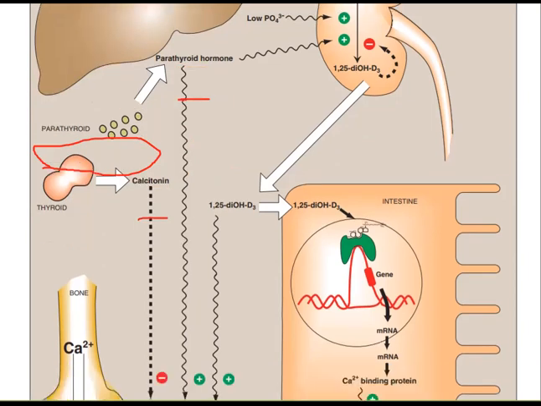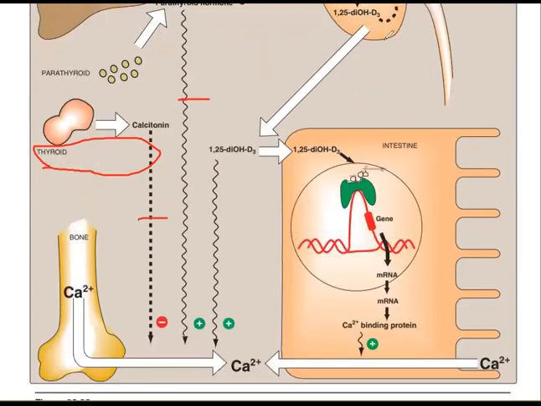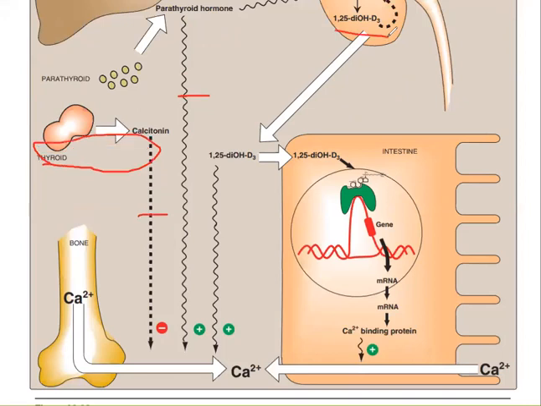So now what will happen? This 1,25 dihydroxycholecalciferol, the active form of vitamin D, enters from the kidney into the blood. It is in the blood, and from there it goes to the intestine. So it is traveling to all the organs. Now, from the kidney it goes to the blood, and from the blood it comes here into the intestinal cell.